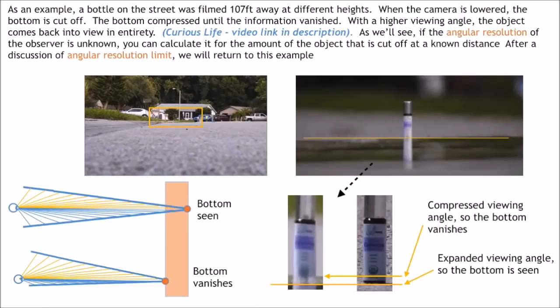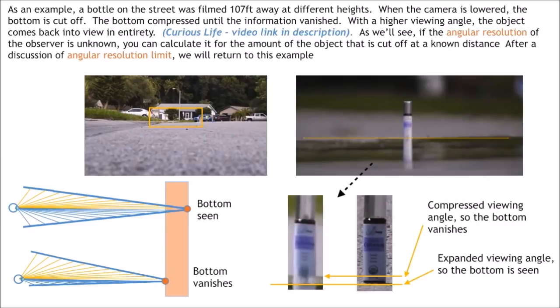As an example, a bottle on the street was filmed 107 feet away at different heights. When the camera is lowered, the bottom is cut off. The bottom compressed until the information vanished. With a higher viewing angle, the object comes back into view in entirety. And again, video link in the description. As we'll see, if the angular resolution of the observer is unknown, you can calculate it for the amount of the object that is cut off at a known distance. After a discussion of angular resolution limit, we will return to this example.